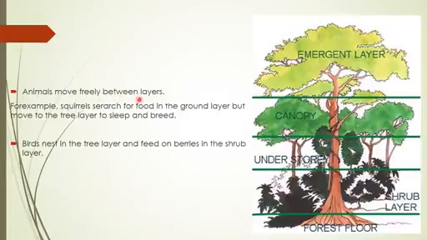Coming to the next slide. Now you see animals move freely between the layers. For example, squirrels search for food in the ground layer but move to the tree layer to sleep and breed, and the birds nest in the tree layer and feed on the berries in the shrub layer.